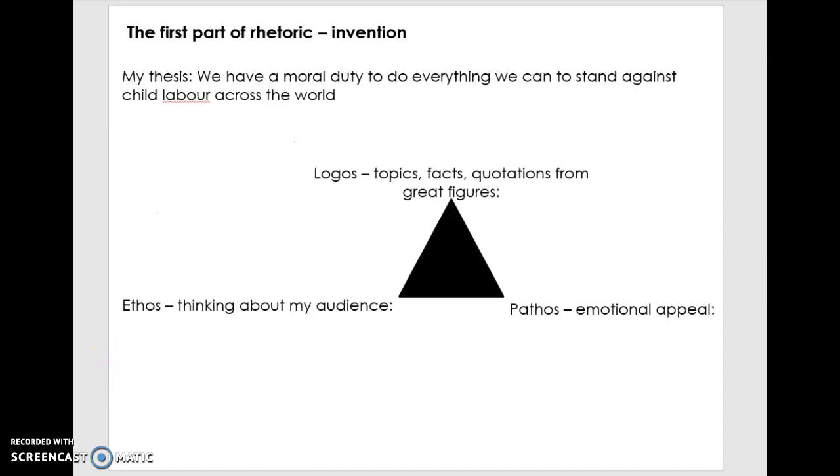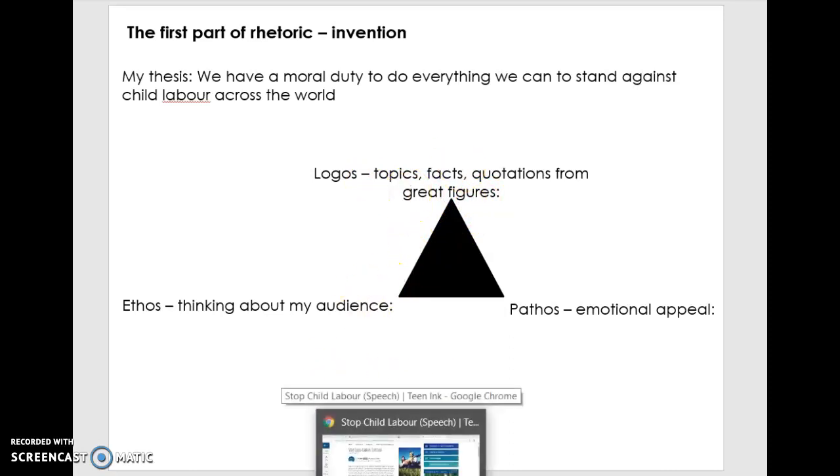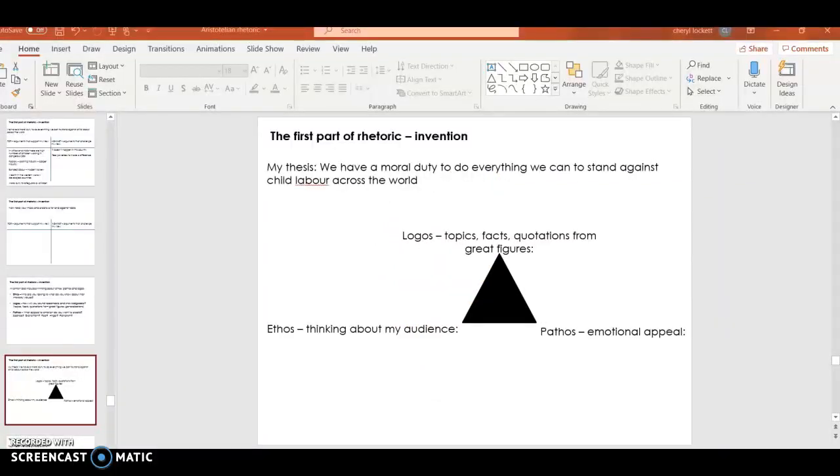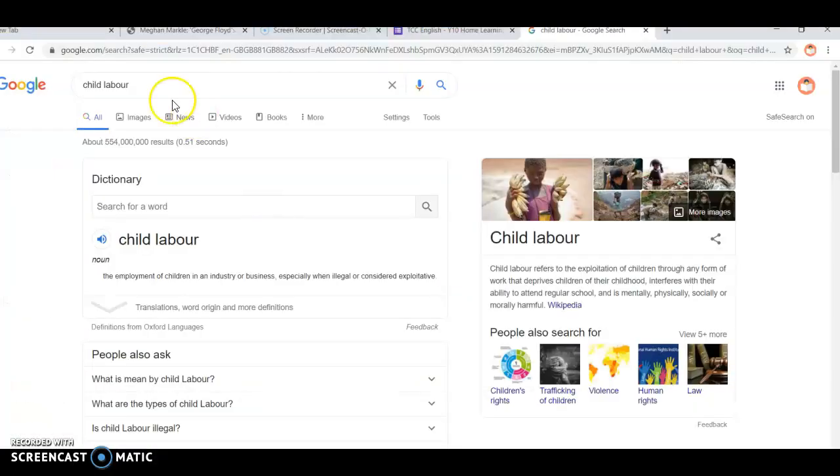So the next stage of invention, I suggest, is to use a triangle and to use these words, ethos, logos and pathos, to plan your next stage of ideas. So if we take logos first of all, all I need to do for that is to go onto the internet. So I simply go onto Google and I type in the words child labour because that's my topic.